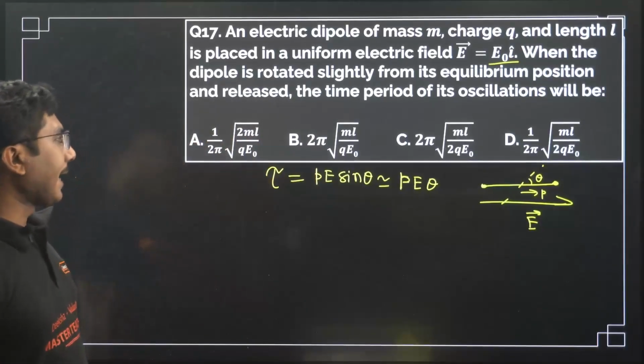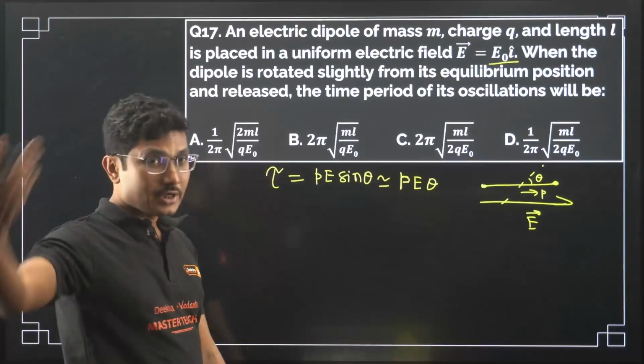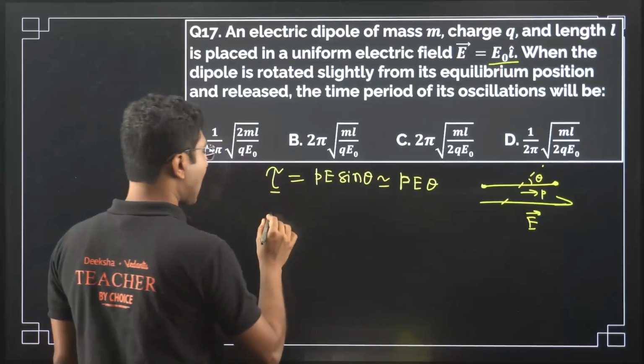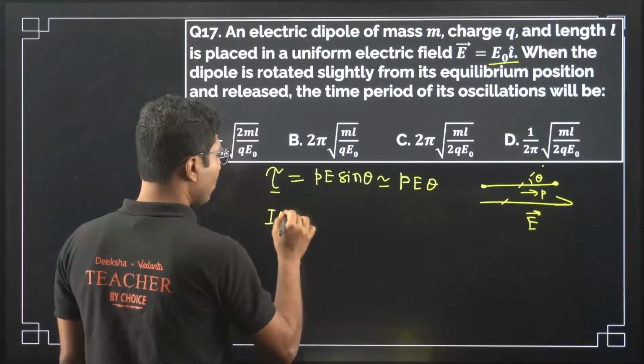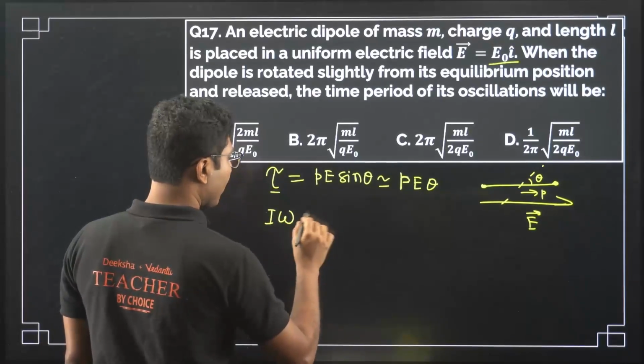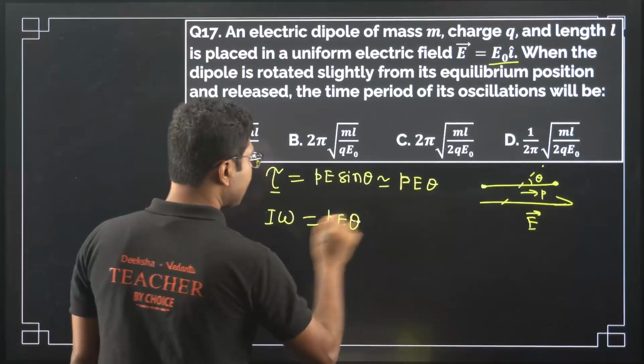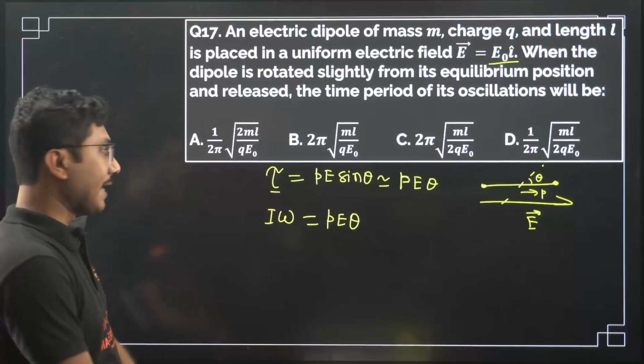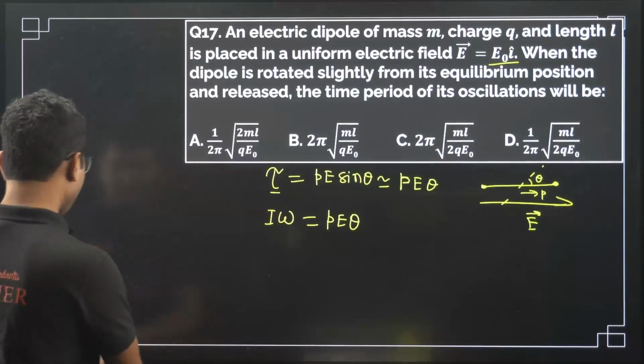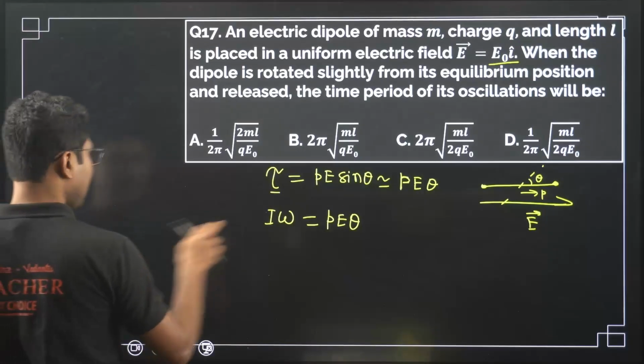And from rotational dynamics, we can say that tau is nothing but I alpha, equals PE theta. So basically we will calculate from this, I alpha.